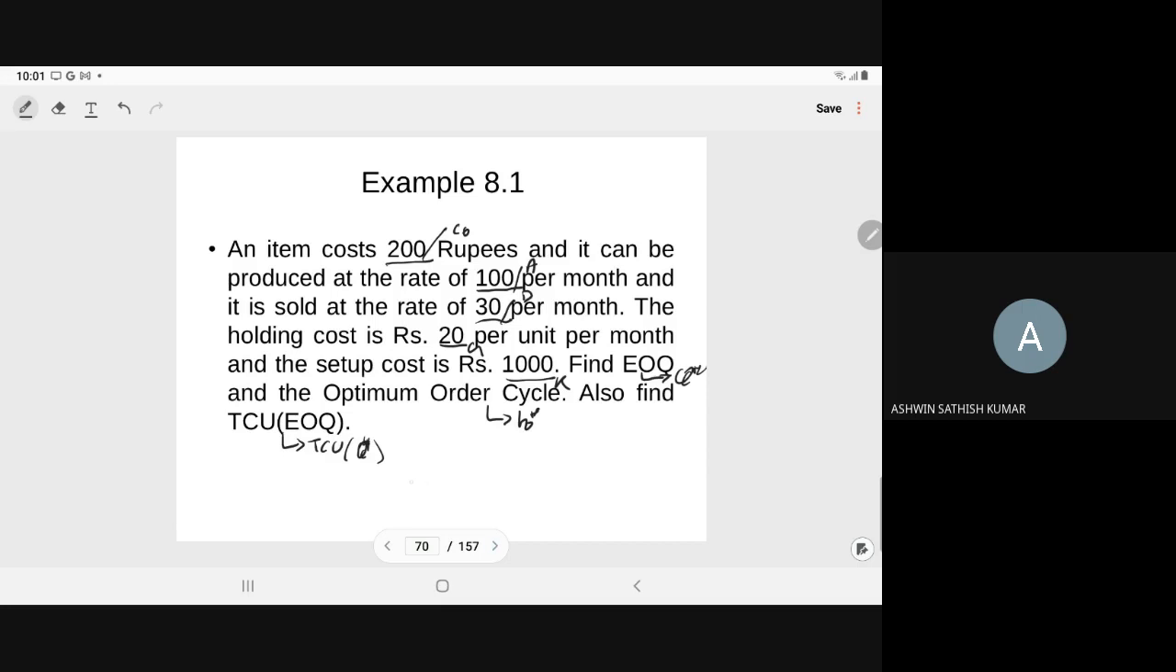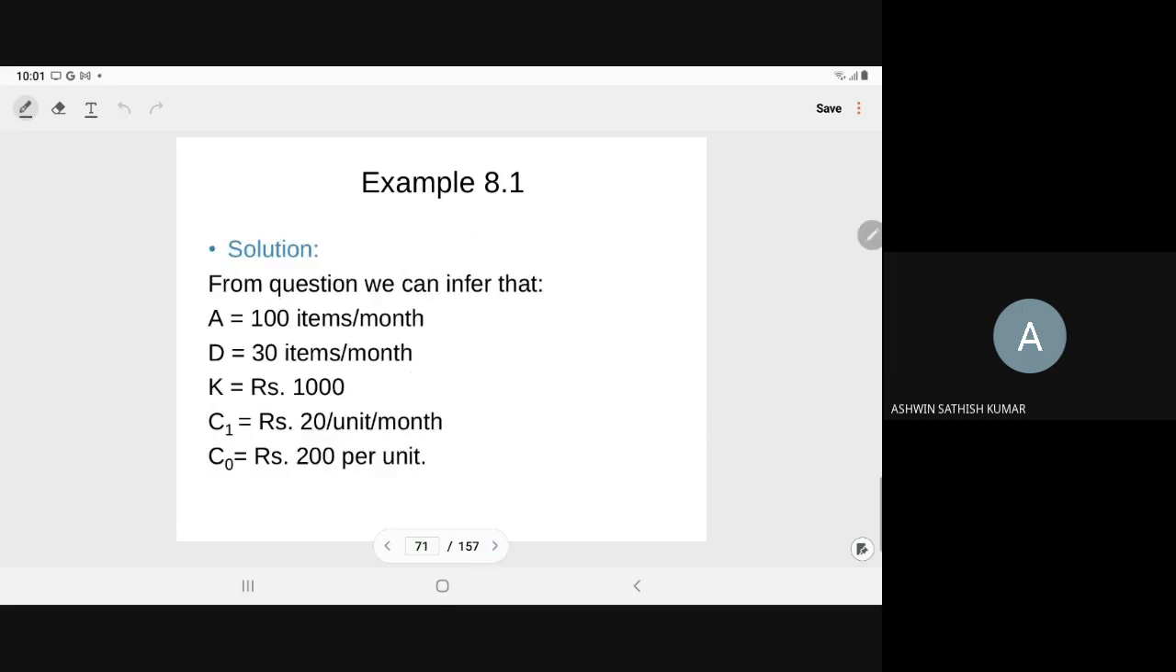So this question belongs to model 1, because delivery as well as the demand both are constant and there is no statement about the back order, so it is of model 1. So from the question we can infer that A is equal to 100, D is equal to 30, K is equal to 1000, C1 is equal to 20, the holding cost per unit, and C naught is the purchase cost.